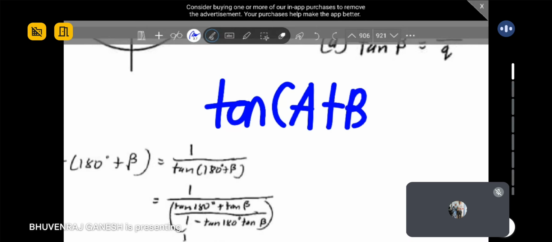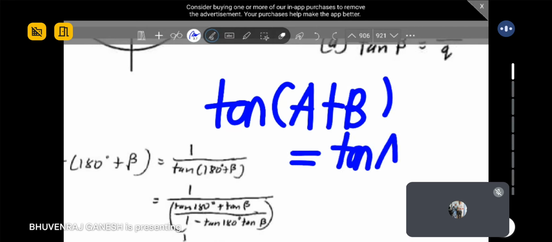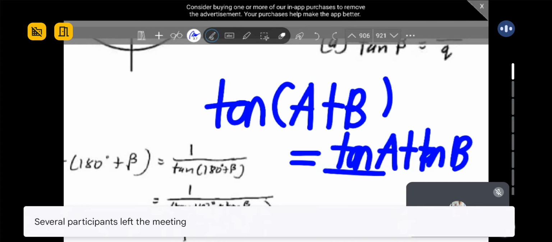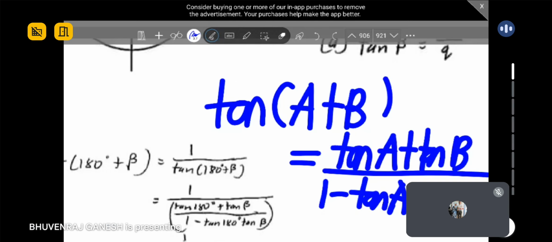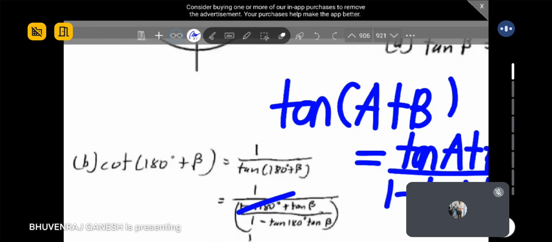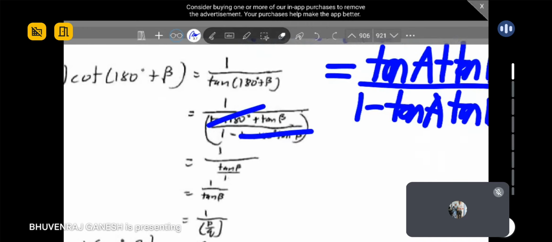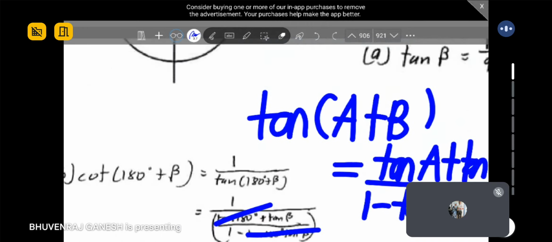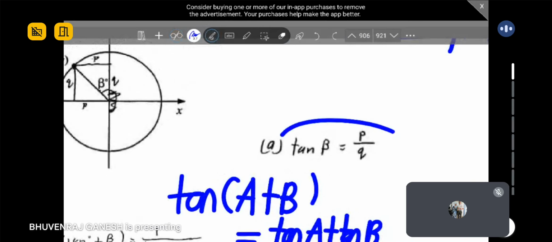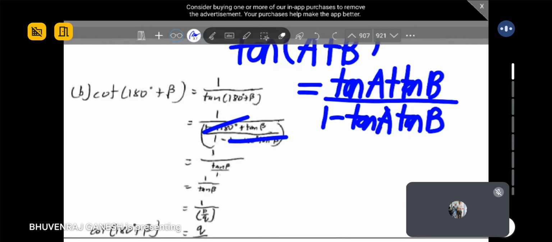Tangent of A plus B equal to tangent A plus tangent B over 1 minus tangent A tangent B. Kamu guna rumus ni, guys. Then just substitute your value only. Gantikan semua nilai. So tangent 180, you can press calculator. Am I right? So tangent 180, kalau kamu tekan, kamu dapat kosong, guys. You get 0. So that means you can cut. Kamu boleh potong semua ni dah. You just cut everything with tangent 180. So you simplify. Pemudahkan saja. So for tangent beta, you already get the answer on top. Kamu dah dapat jawapan bahagian A, tangent beta. So you just substitute only.